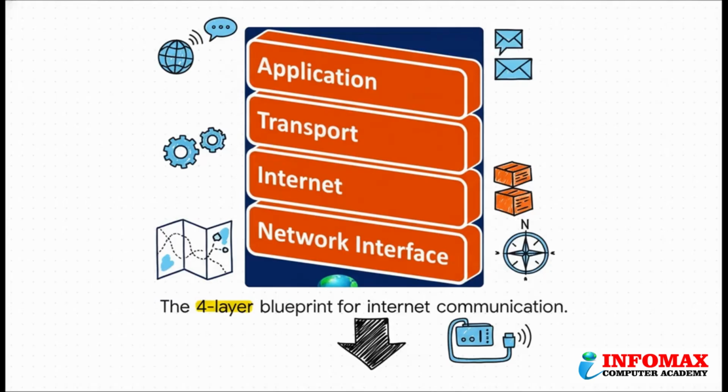So how does it actually work? Well, the entire TCP/IP model is built on this really clever four-layer structure: application, transport, internet, and network interface. And the genius of it is that each layer has a very specific job to do, which makes the whole system incredibly tough and adaptable. So we're going to take a journey through each one, from the top all the way down to the bottom, to see exactly how your data makes its amazing trip across the web.